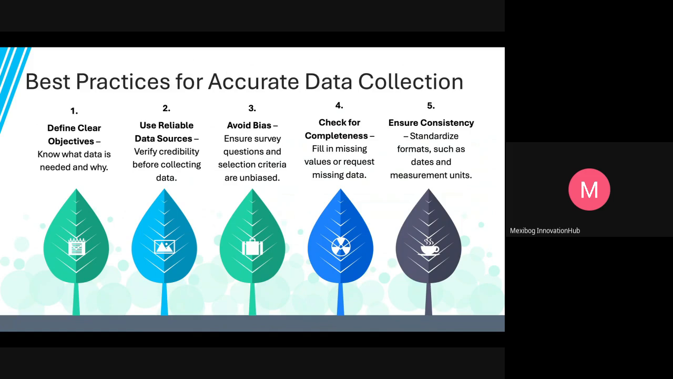Then three, avoid bias. Ensure survey questions and selection criteria are unbiased. Four, check for completeness. Fill in missing values or request missing data. Five, ensure consistency. You need to standardize formats such as dates and measurement units. Make sure that these things are standardized.